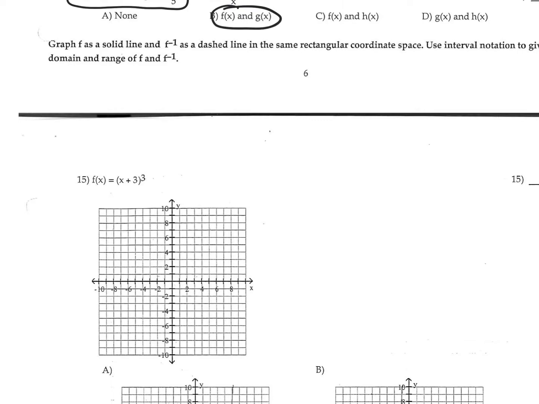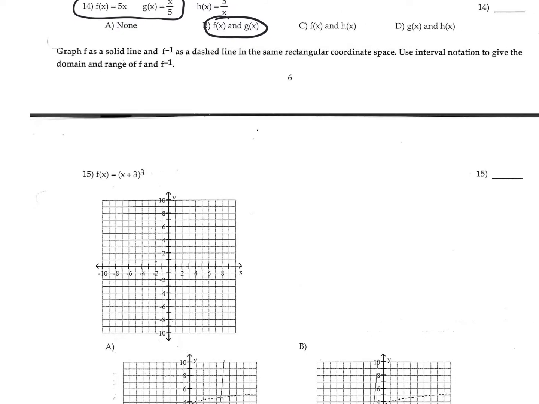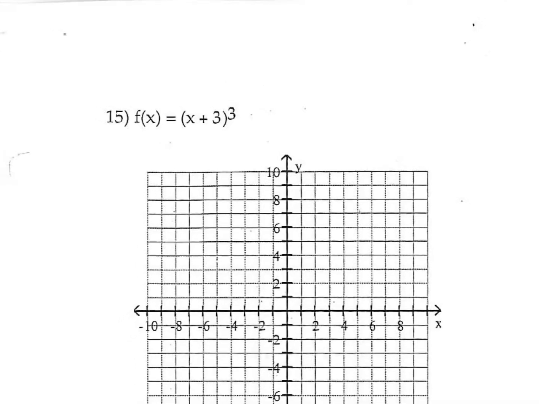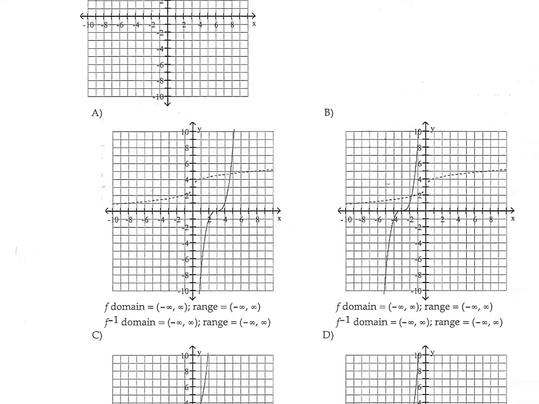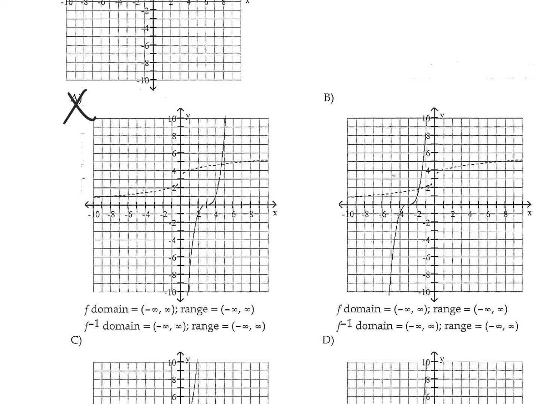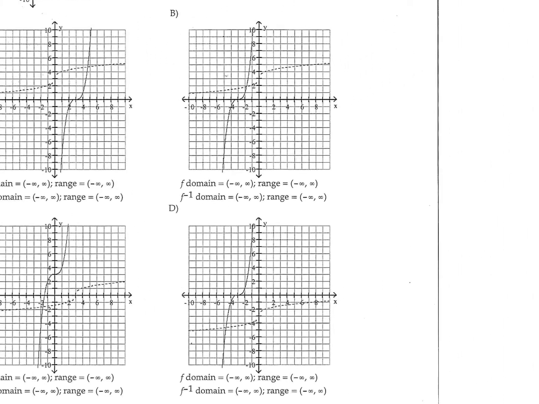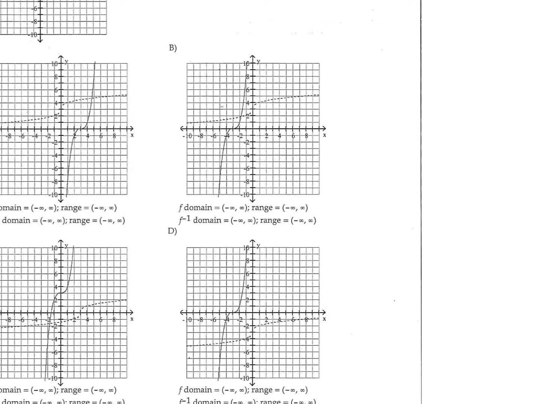On number 15, we want to graph the function and its inverse and identify the domain and range of each function. Here I have a cubic function shifted left 3 units. So I should have the point -3, 0 on my graph. I can see that A does not. A is not a good answer. I am looking at C. It does not have the appropriate graph of x cubed shifted left 3 units. But options B and D do.